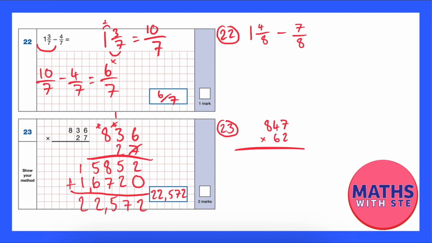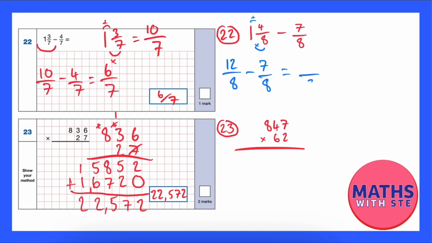Great, okay, so question 22, I'm going to change the denominator. So I'm going to do 8 times 1, and then I'm going to add that to that 4. Okay, so 8 times 1 is 8, and then if I add that to the 4, 8, 9, 10, 11, 12. So I'm going to get 12 over, the denominator stays the same, so 8. Take away 7 over 8.